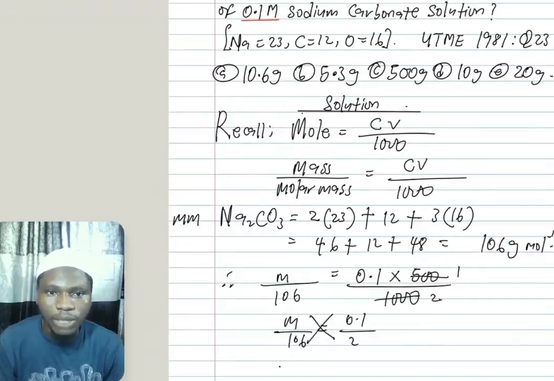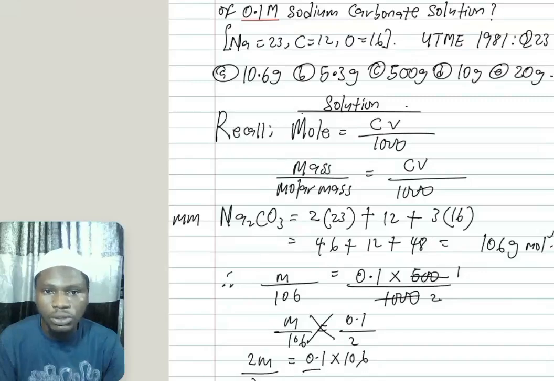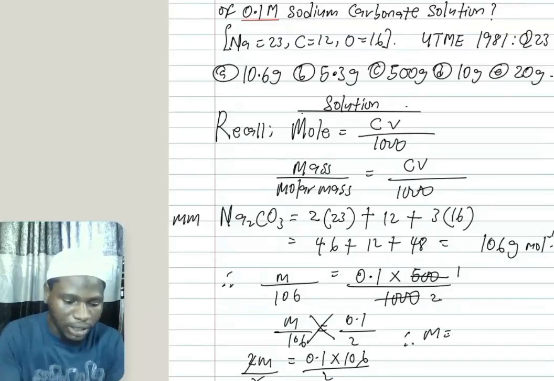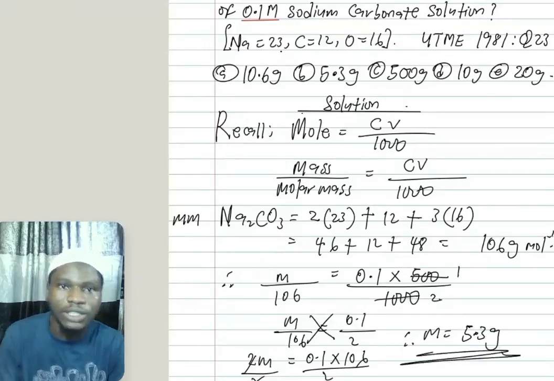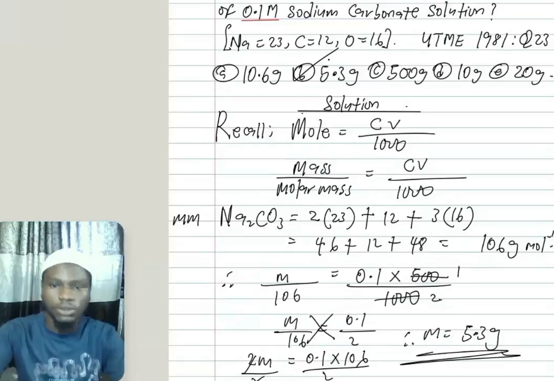So cross multiply. I will have 2M equal 0.1 times 106. Because I'm looking for M, I'll divide both sides by 2. So cancel, cancel. So I have M equal to 0.1 times 106 divided by 2. That will give me 5.3. Therefore, our answer to this question is 5.3 grams. That's the answer, and the answer is option B. So you can see that's how to solve the question. So thanks for watching.